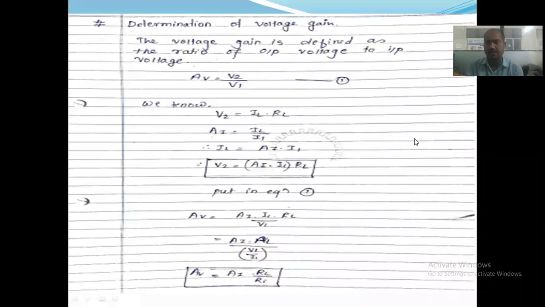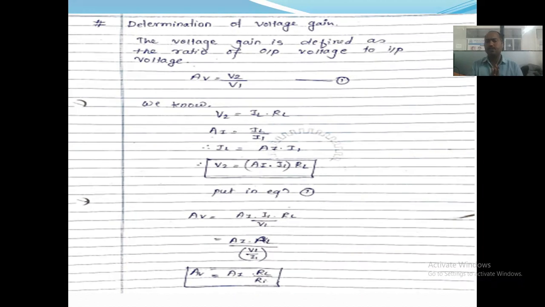We have seen that is the revised part. We have seen the actual topic, right? In this case we have to find the second thing, that is the determination of voltage gain. Let me tell you why we need the voltage gain, current gain, RI and RO.